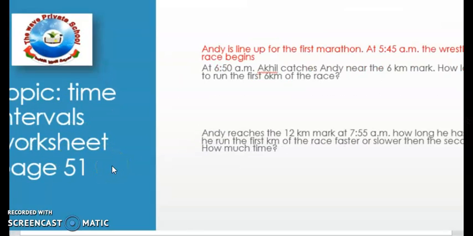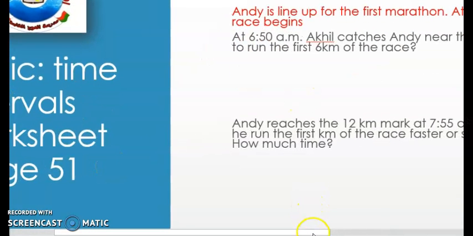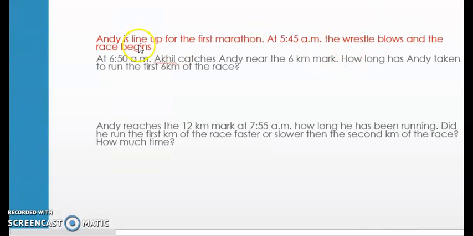After that, page number 51 worksheet. In this page, they said that at 6:50 a.m. Akhil catches Andy near the 6 km mark. At 6:50, one of his friends, one of his running partners, catches him near the 6 km mark.